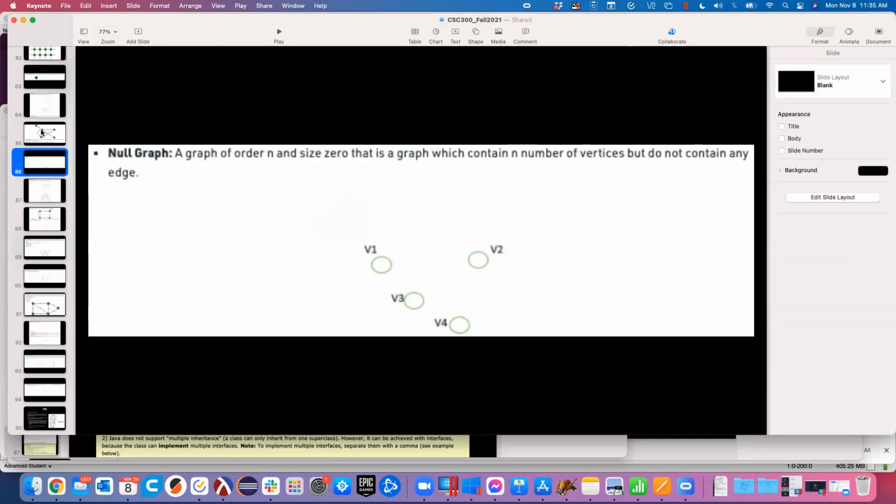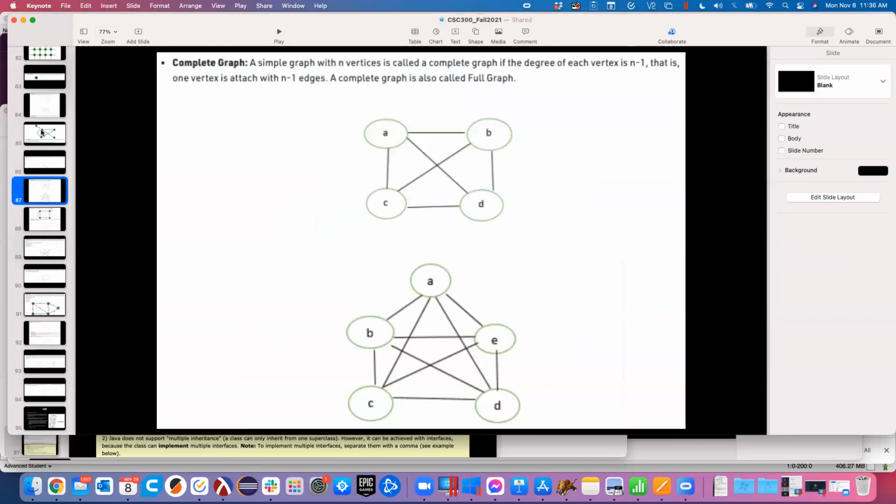All right. Null graph. This is something we will rarely use in computer science, but it's a bunch of vertices with no edges connecting them. Might make sense in some fields, probably not in an application that we would do in programming. A complete graph is a graph that has n vertices. Remember, vertices again are our nodes A, B, C, D. These are the vertices of this graph.